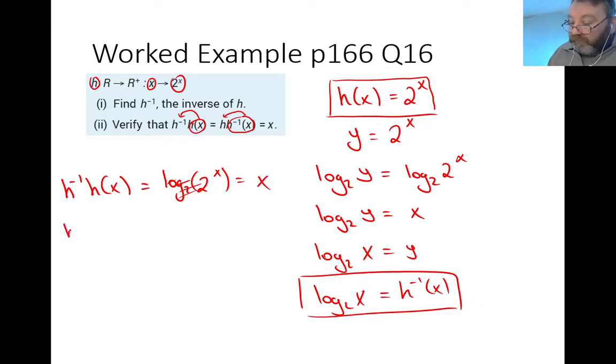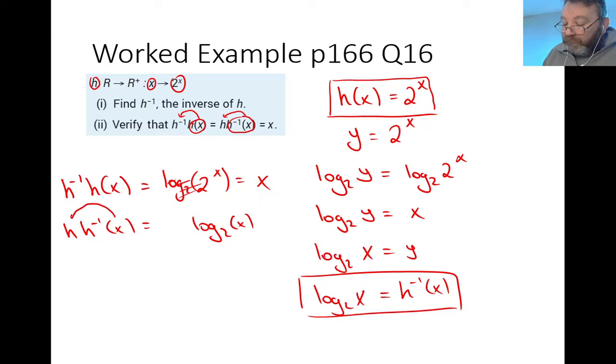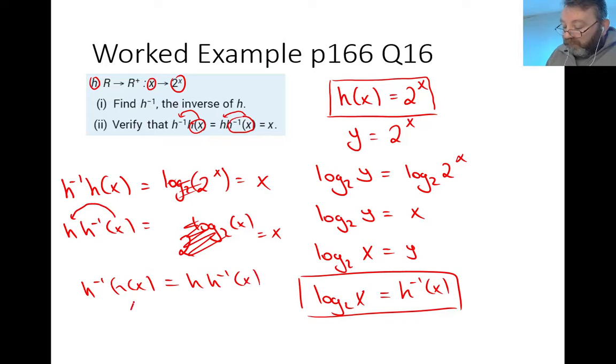And the next one is h of h minus 1 of x. Now this time we're starting with the inverse, which is log to the base 2 of x. And what do I want to do with it? Put it into h. So what's h? Base 2. So it's 2 to the x. So therefore, again, the base of the index is 2, the base of the log is 2, they cancel, leaving you with x. So verify that h to the minus 1 of h of x is equal to h of h minus 1 of x by telling me x equals x is now verified. That's it. Okay.